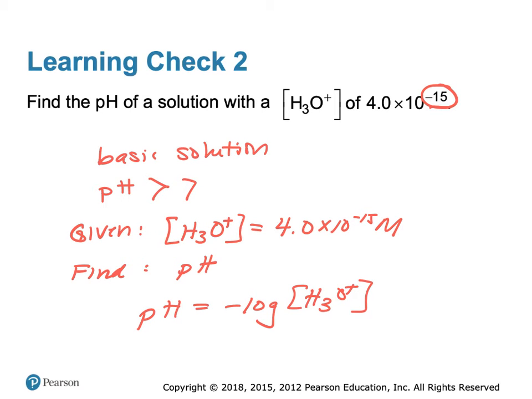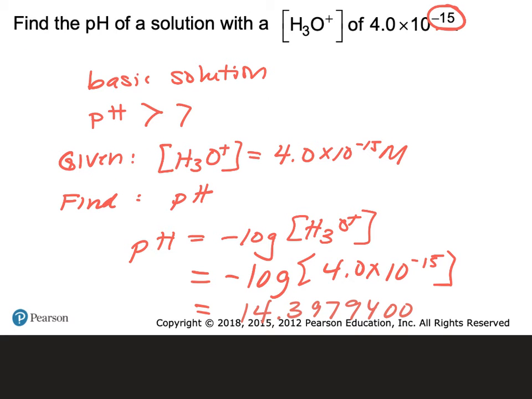Okay, so I've written down what's given. Our concentration is 4.0 times 10 to the minus 15 molar. We need to find the pH. So we are just going to plug in our 4.0 times 10 to the minus 15 molar and take the negative log. So when we plug into the calculator, we'll get 14.3979400. We need to have 2 significant figures after the decimal, so it's going to be 14.40.